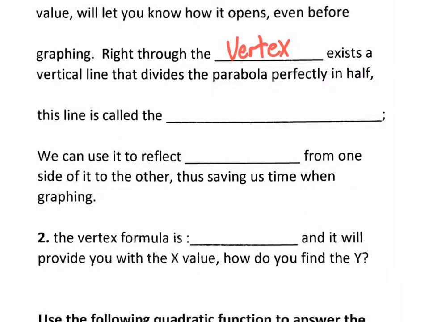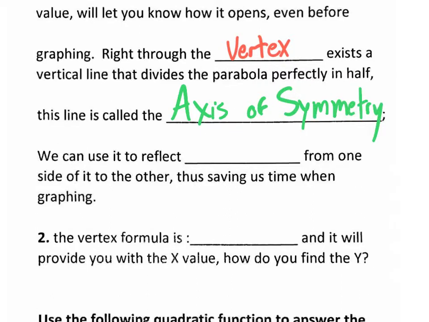Well, I guess I answered the next one already. I'm sorry. This line is called the axis of symmetry. And what could we use that axis of symmetry for? We can use it to reflect what? Coordinates, or points, whatever you want. So I'm going to go with coordinates.